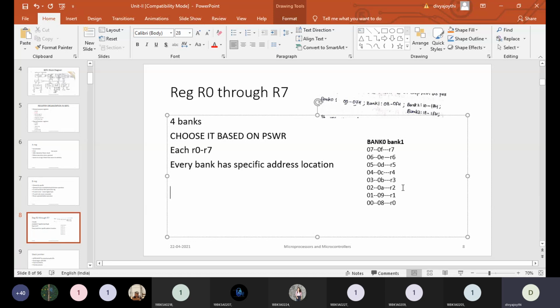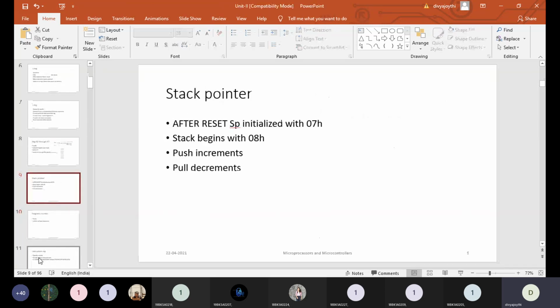So that's about the registers R0 through R7. And next, if we move on to the next register, that is nothing but the stack pointer. As you all know, the stack pointer will be working with the stack.